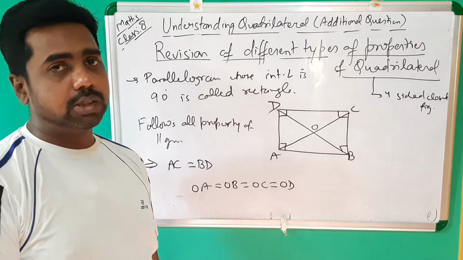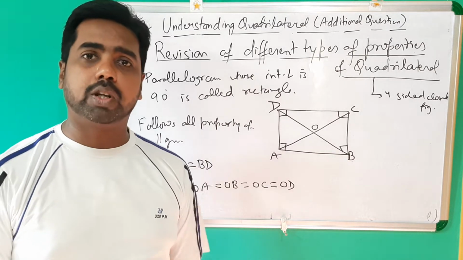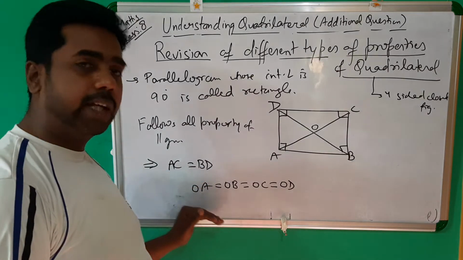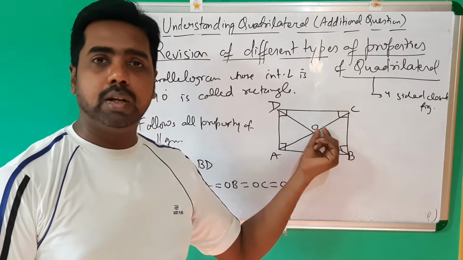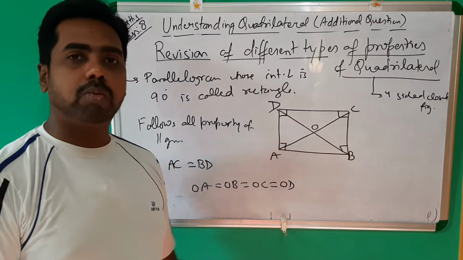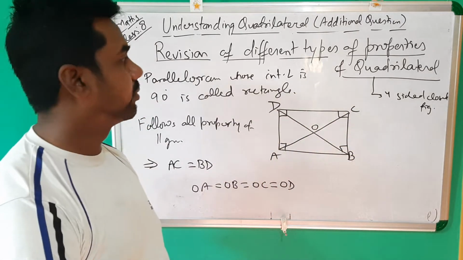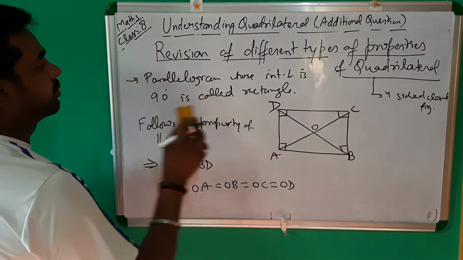And although the diagonals bisect each other, as it follows the property of a parallelogram, the diagonals are equal also, which means that whatever the intersection point of the diagonals will be, that will be equidistant from all the vertices of that rectangle. This is the third one.